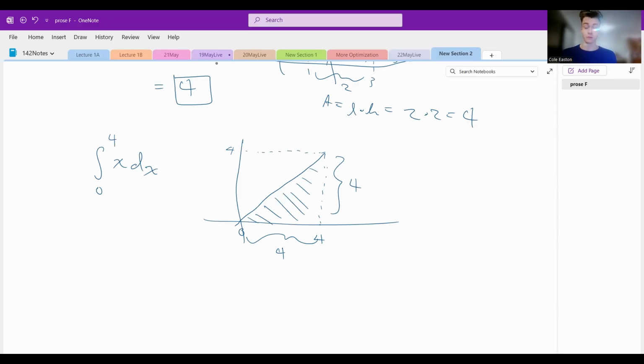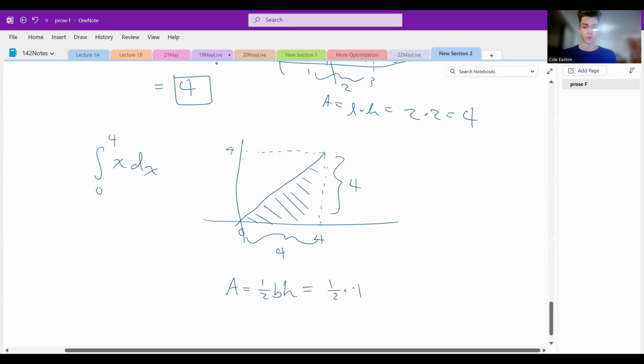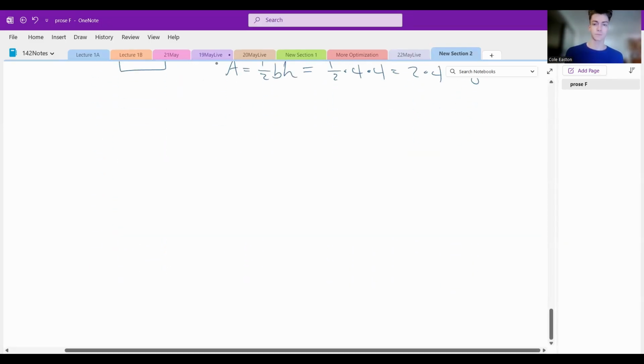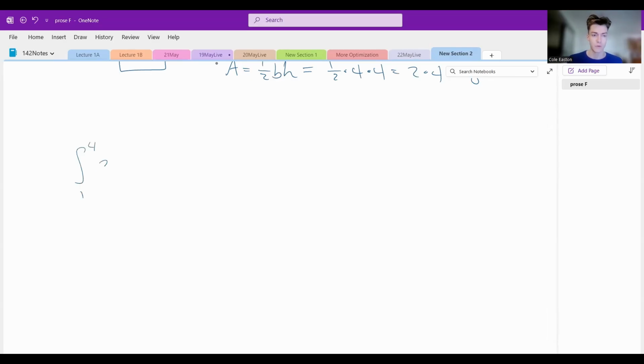Now this is a triangle. And so we know that for a triangle, the area is 1/2 base times height. And so we're going to use 1/2 times 4 times 4. So that gives us 2 times 4, so that gives us 8. So this is going to equal 8. Let's try another one. Let's go the integral from 1 to 4 of 2x plus 2.